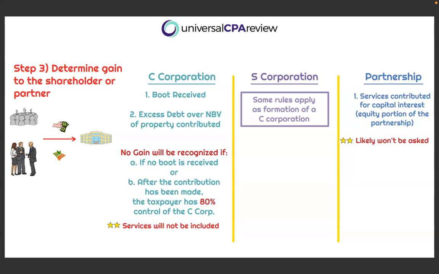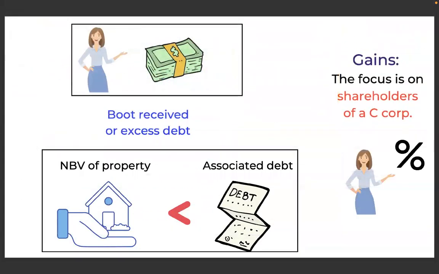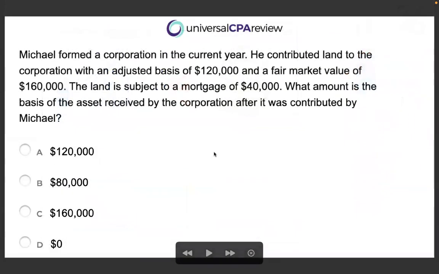And then finally, for partnerships, this is something that likely is not going to get asked, but services that are contributed in exchange for capital interest, right, the equity portion of the partnership, that's the only situation where gains would be recognized. But again, don't spin your wheels too much on gains related to partnerships. Whenever you're thinking about gains, we're thinking specifically about the shareholder of a corporation. Okay, so again, boot received or excess debt. If cash is received, or we have a situation where the net book value is less than the associated debt.